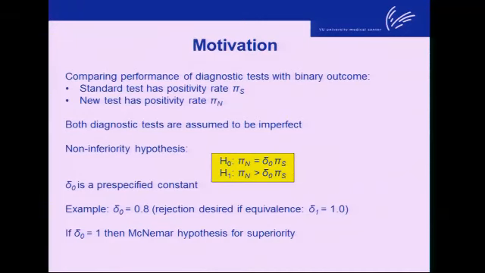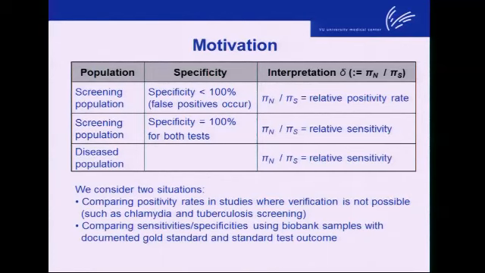We look at the non-inferiority hypothesis, where our delta is our parameter of interest, which is similar to a relative risk. Delta 0 is a pre-specified constant. And this setup allows us to look at non-inferiority, for instance, by setting delta 0 equal to 0.8, or it also allows for superiority. If we set delta 0 equal to 1, then it's just a standard McNemar hypothesis for superiority. And I will say something about both of these cases.